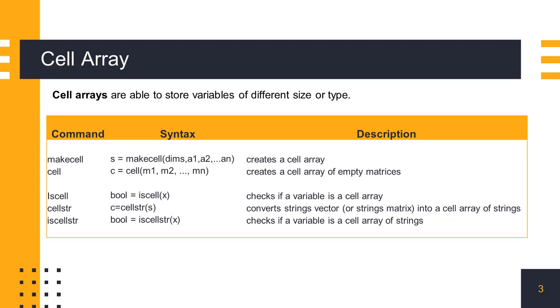Cell arrays are able to store variables of different size or type. It uses braces as indexing operators. Commands listed in the table are used to create and operate on cell arrays. Let's see these commands in more detail.